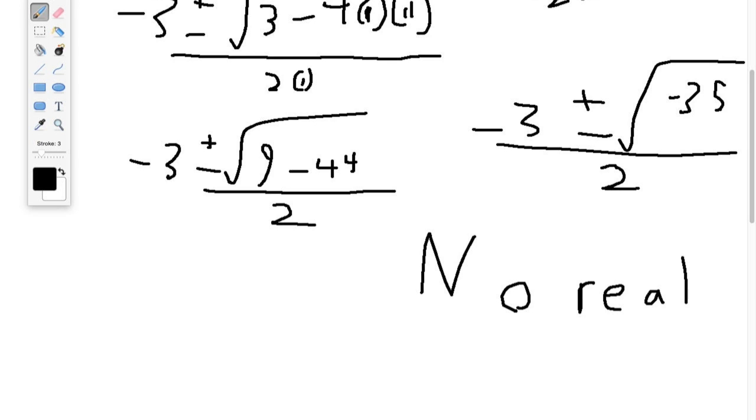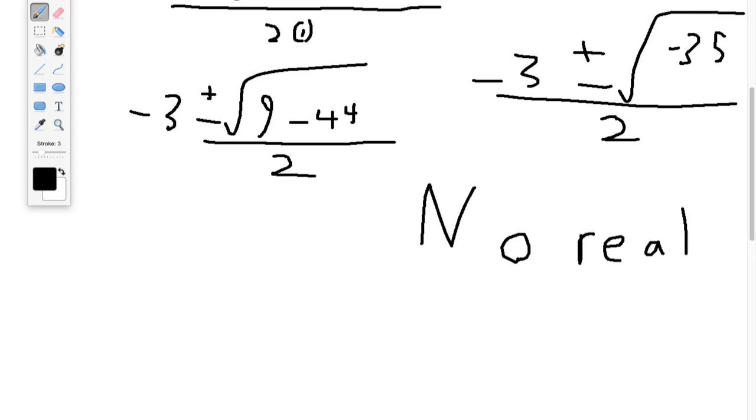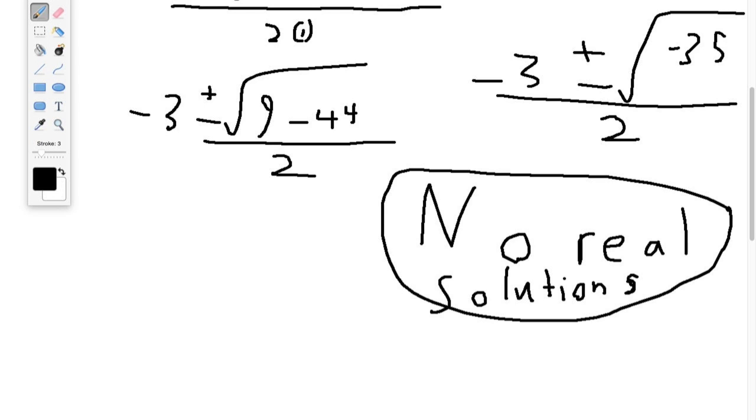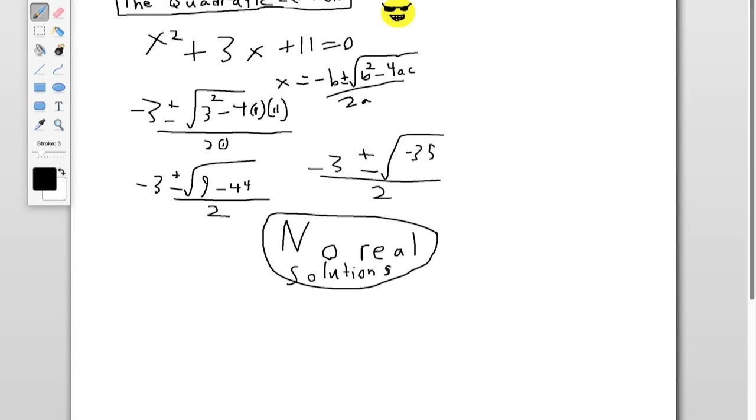In Algebra 2, you do get into the imaginary numbers and solving these. But for now, that is what the answer is here. Anyway, this is pretty much the quadratic formula. These are the three different scenarios you have.